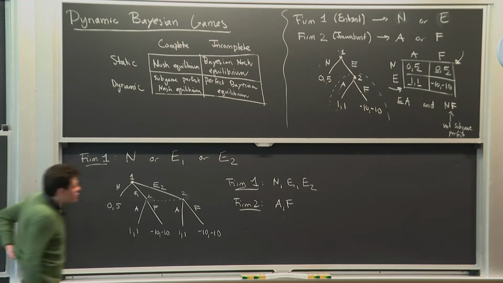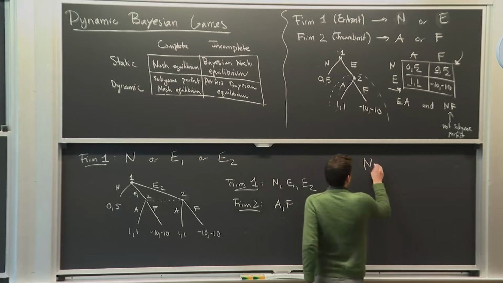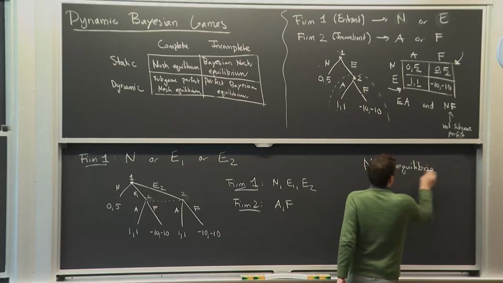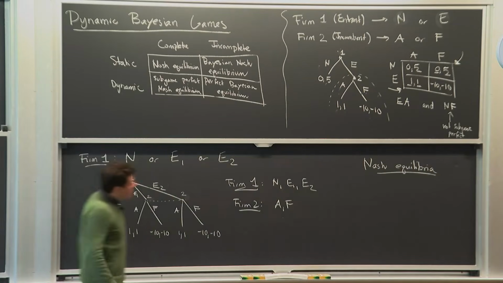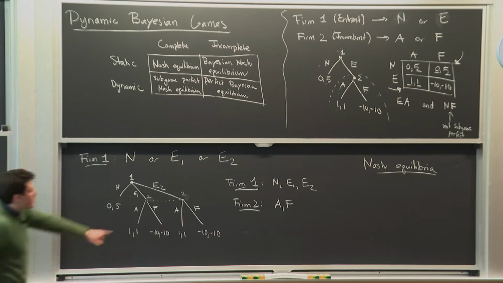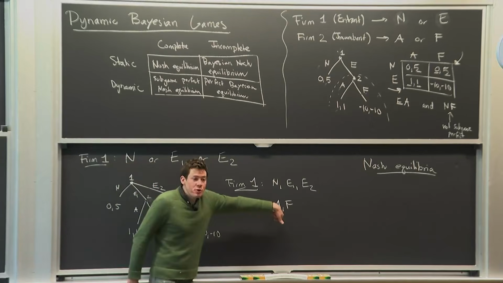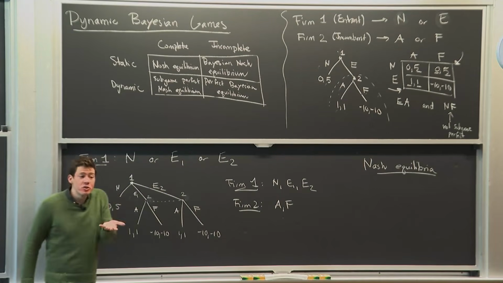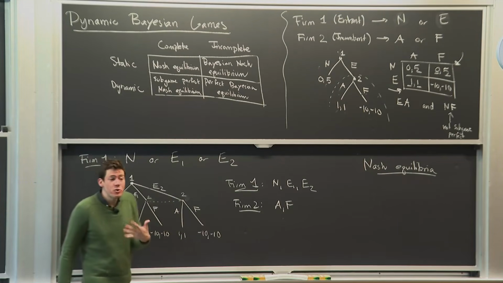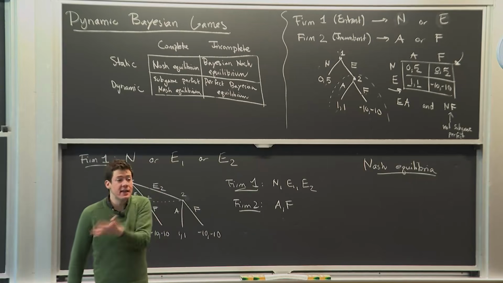Let's try to compute the Nash. Let's try to find the Nash equilibria of this game. Any ideas what are some Nash equilibria of this game? It looks really similar, so I think it shouldn't be too hard to figure this out. Well, let's organize it by what firm 2 is doing. Let's say firm 2 is accommodating. And notice firm 2 makes a single choice, accommodate or fight. It's a single choice because these two nodes are in the same information set. So I can't choose to accommodate E1 and fight against E2 because I can't distinguish those.